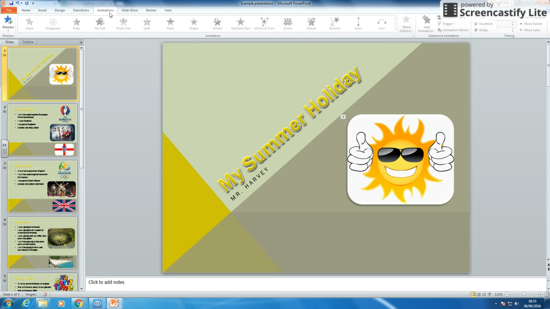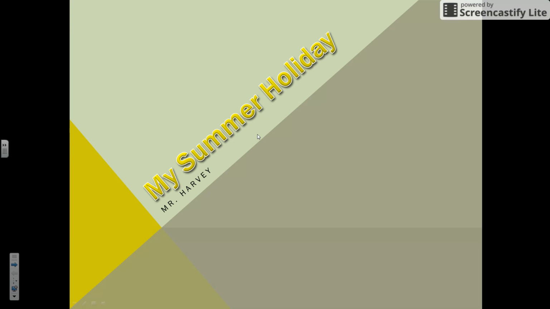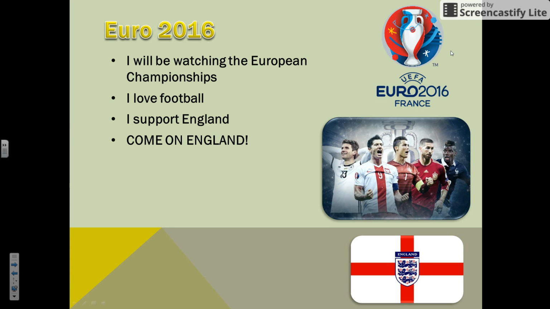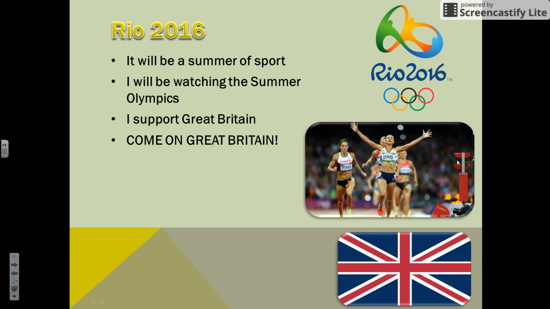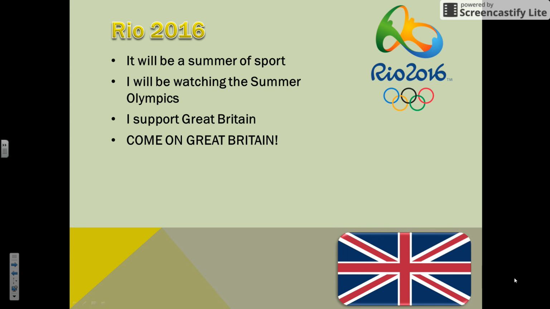So if we now go to Slide Show, we'll go from the beginning. There we go. When I click, that comes in. Go to the next slide. When I click, that then does my emphasis. And on the next slide, if I click, this should bounce away. There we go, it's gone.